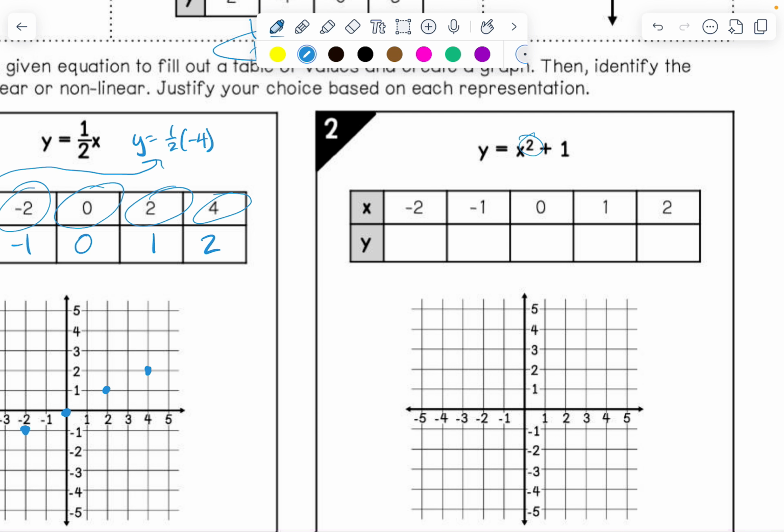All right. Anytime you see an exponent, it is nonlinear. So that's basically what makes an equation nonlinear. So if it doesn't have an exponent, it is linear. If it does have an exponent, it is nonlinear.